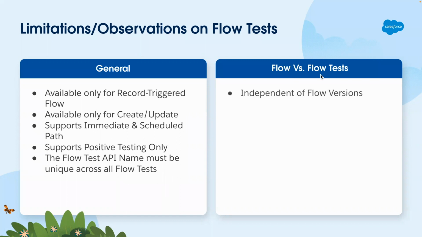On flow versus flow test, note that the flow tests are independent of flow versions. What this means is that, let's say your flow has 5 different versions, and if you modify the flow test in one version, the modification will be available to all 5 versions. So flow tests are not tied to the flow version.